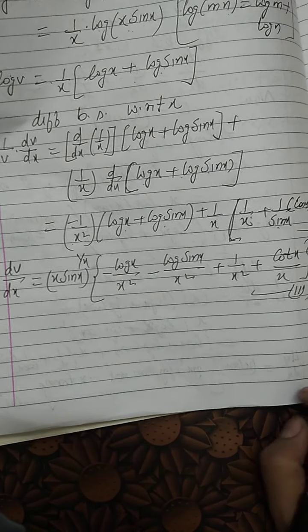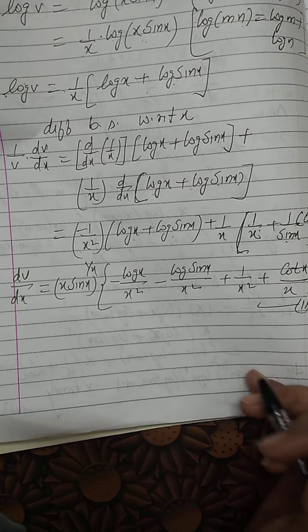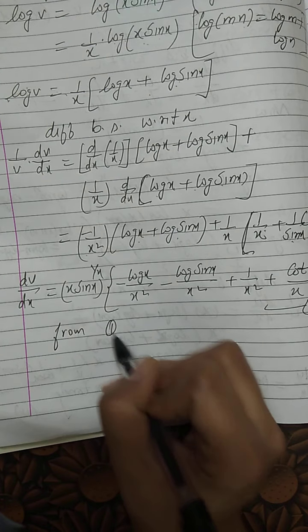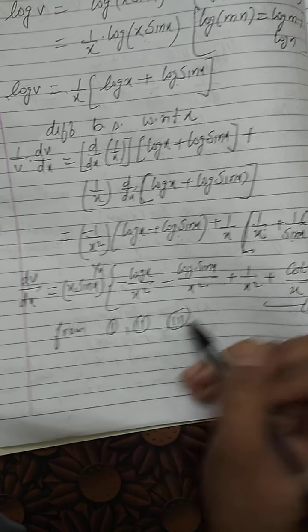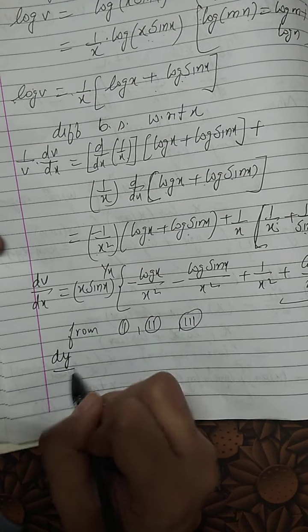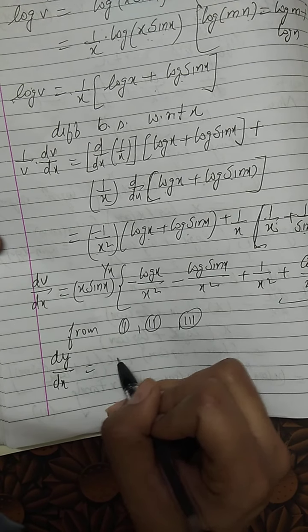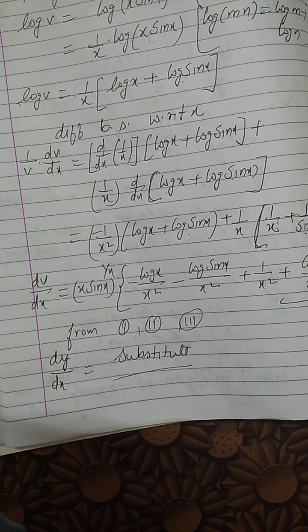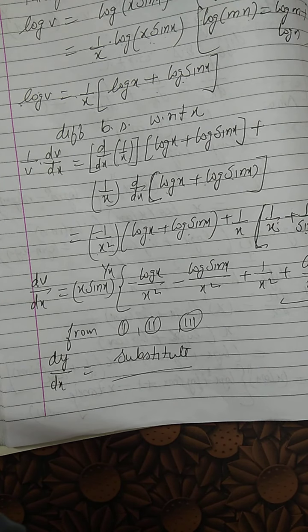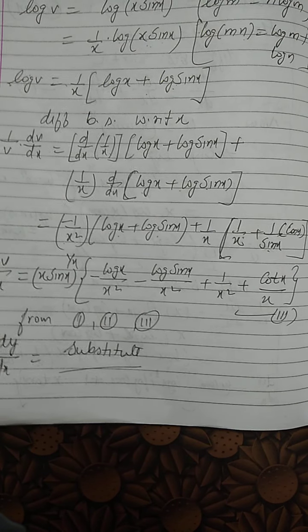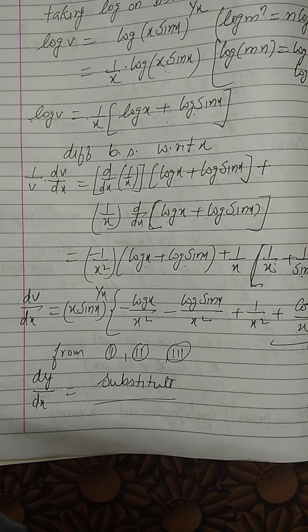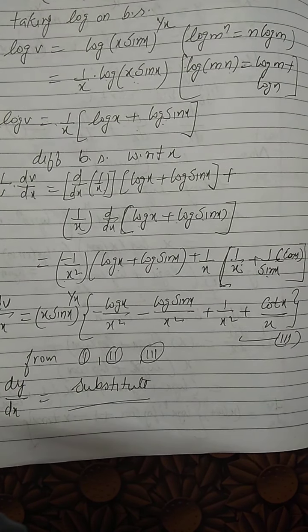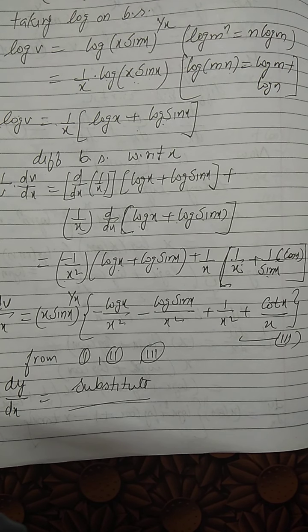Now we have differentiated u and v. We got the values of du by dx and dv by dx. We will write down therefore from 1, 2 and 3. So here you will just substitute the values of du by dx and dv by dx. I hope you will do that, and this is how we will complete our sum. This is sum number 11, right? Now I want to discuss two more sums, and here the rule will change.